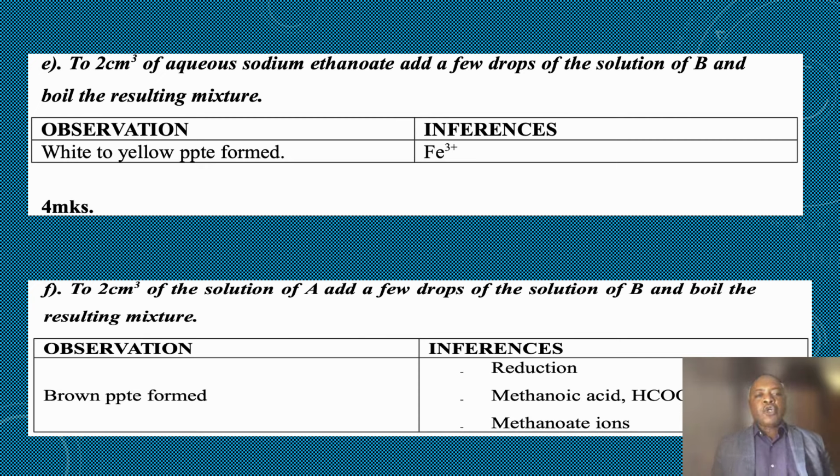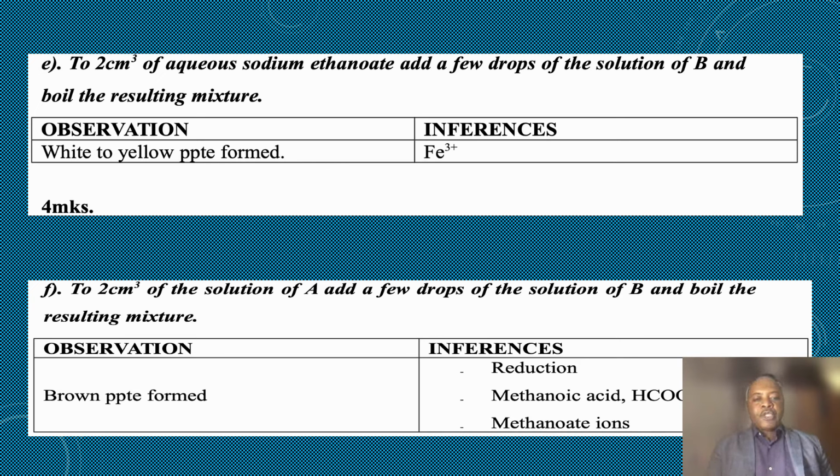F: to 2 cm³ of the solution of A, the reducing organic compound, add a few drops of the solution of B and boil the resulting mixture. I did that, and the observation was a brown precipitate formed. Under my inference, reduction is taking place because A is a reducing agent. Methanoic acid is present, and the methanoate ion is present.